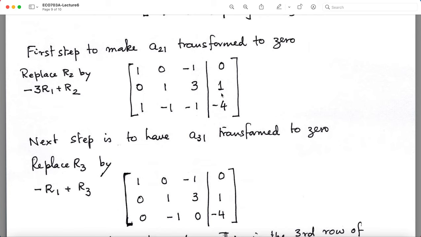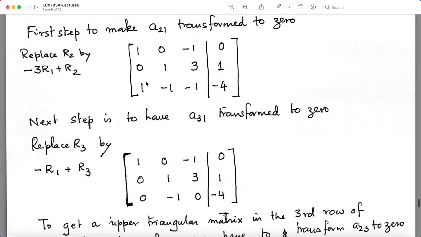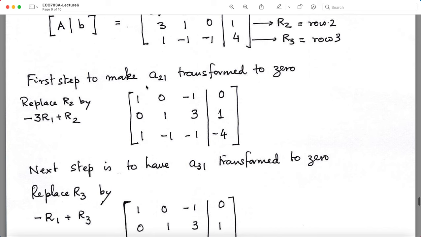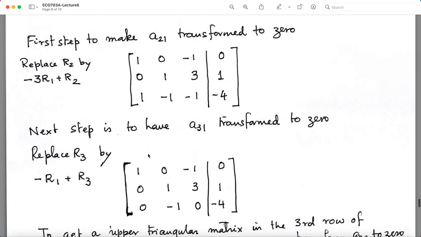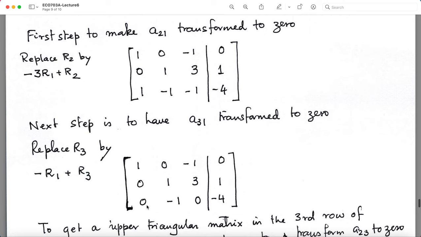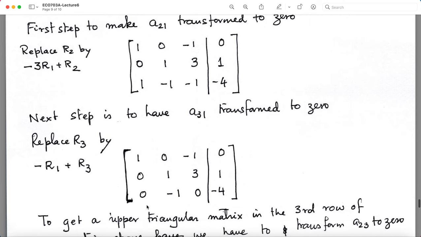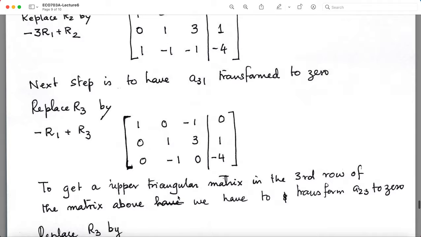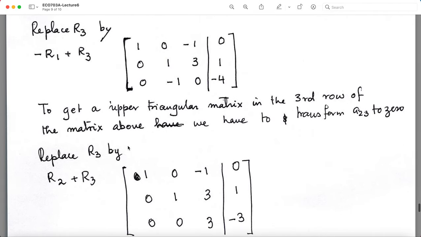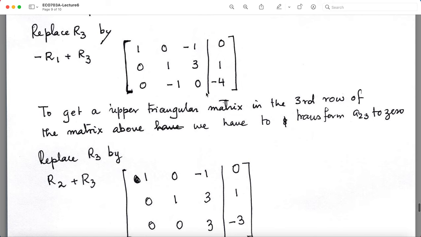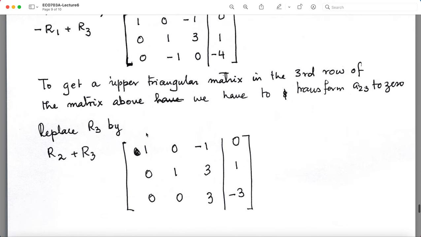And here if you do the row operation, I have done, suppose I do this first row operation, as I have done, minus 3 R2 plus R2, because of that I have made this 0. In the next row operation I have made this 0, right? So now minus 1 has to be transformed, so I have to use row 2 and row 1. What we did, we just added R2 and R3, this is what I get.